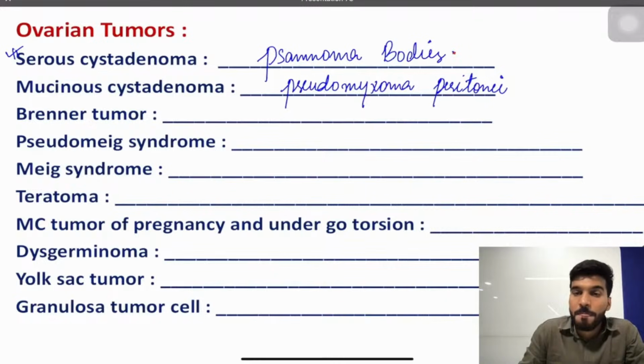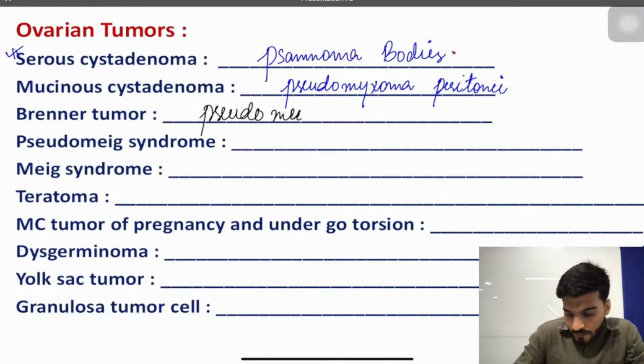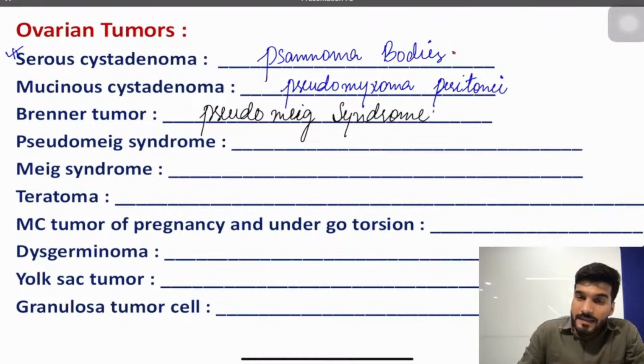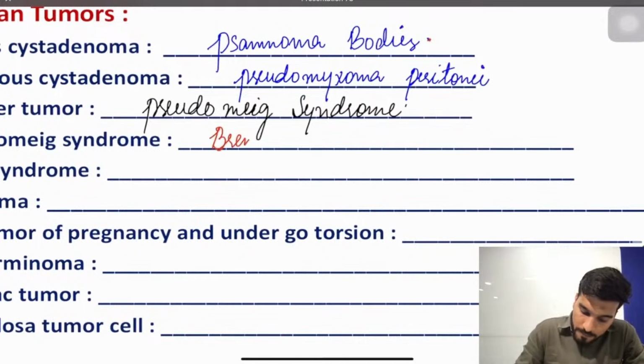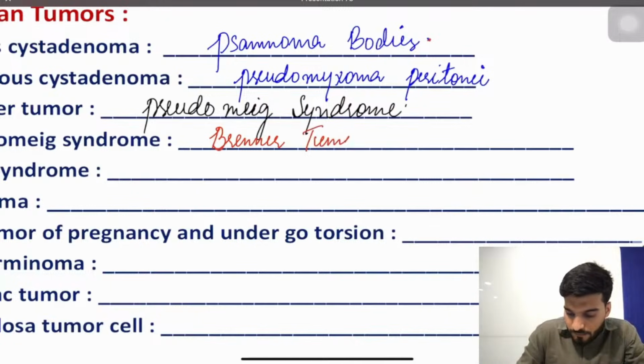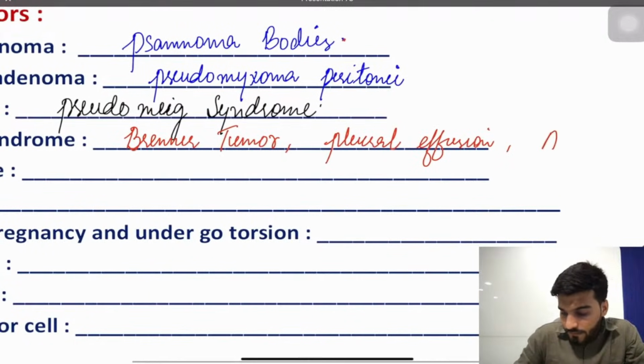Pseudomyxoma peritonei. Okay, then we have a Brenner tumor which is associated with the Pseudo-Meigs syndrome. Now what exactly is Pseudo-Meigs syndrome? So three things in Pseudo-Meigs syndrome. We have Brenner tumor, pleural effusion, and ascites.